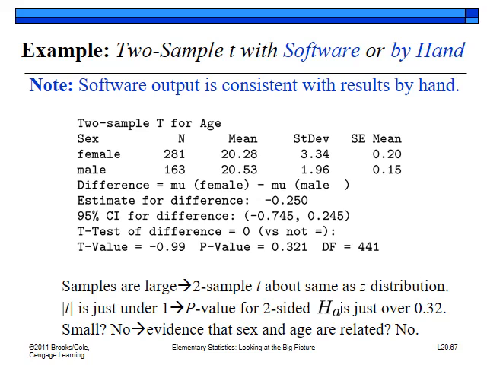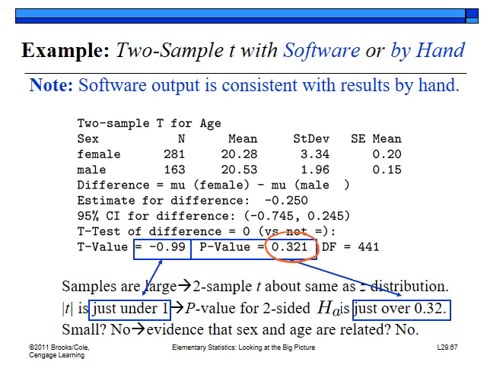What we saw from the software is consistent with what we found by hand. We got a p-value around 32%, and that's pretty close to what the software gave us. We were able to do this by hand because the samples were large, so we could use the z distribution. We saw that our t-value was very close to -1, so in absolute value, t was around 1. That gives us a p-value of around 32%.